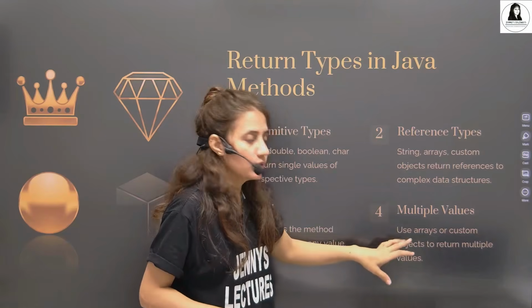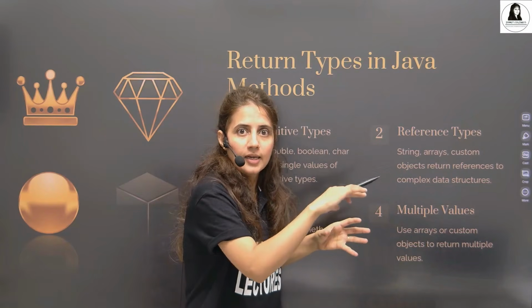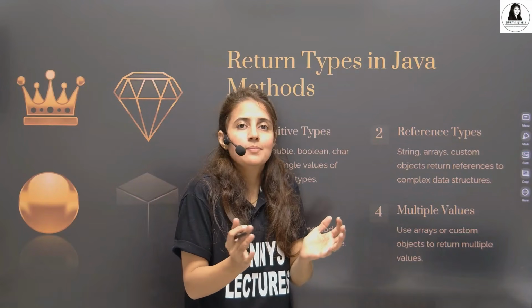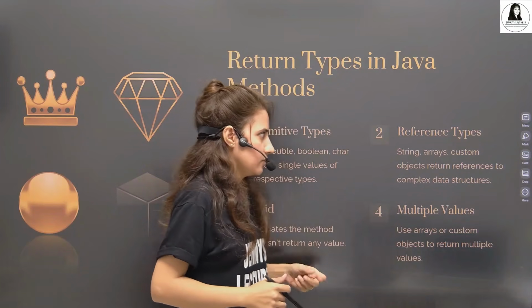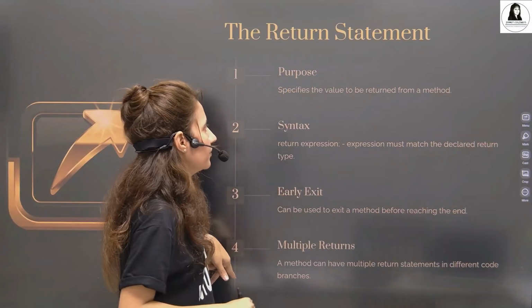Multiple values, like using arrays. If the return type is array, it means a collection of many elements, same type of elements. So many elements also a function can return using arrays. That thing also we'll see when we discuss arrays.